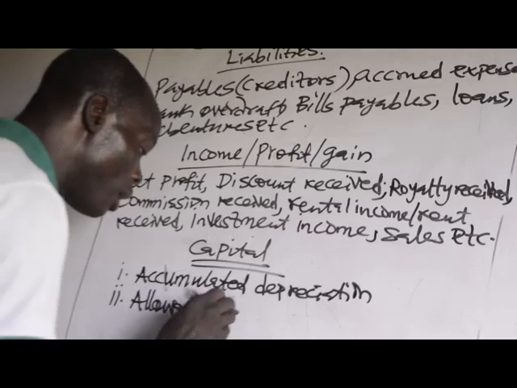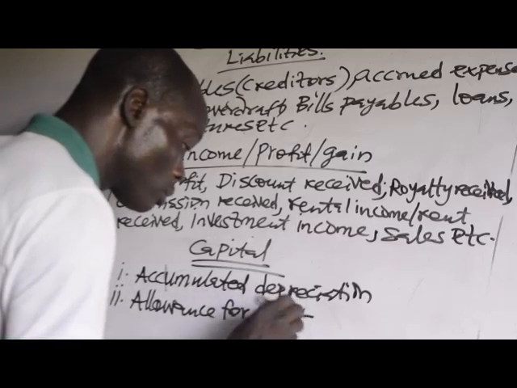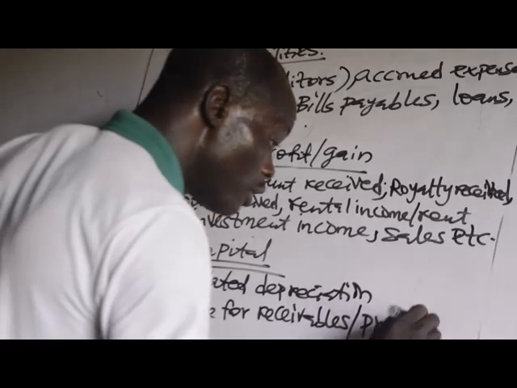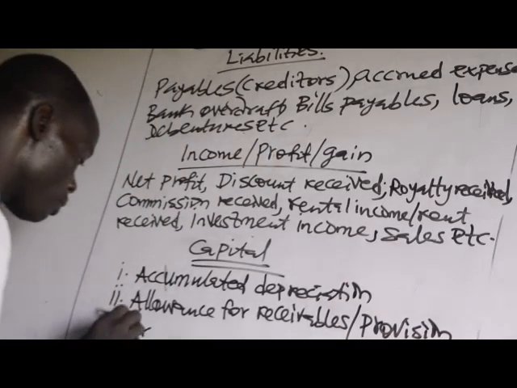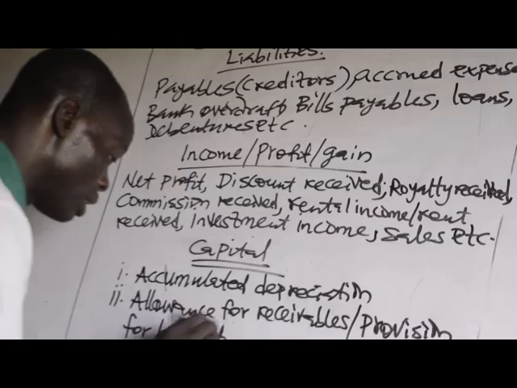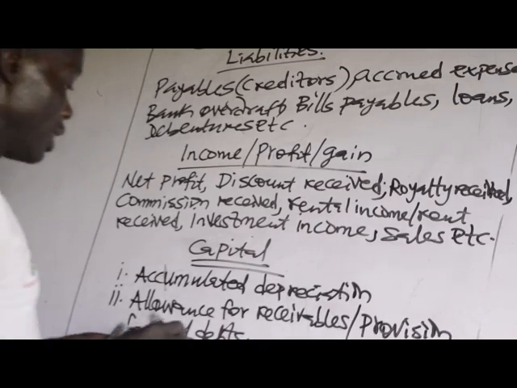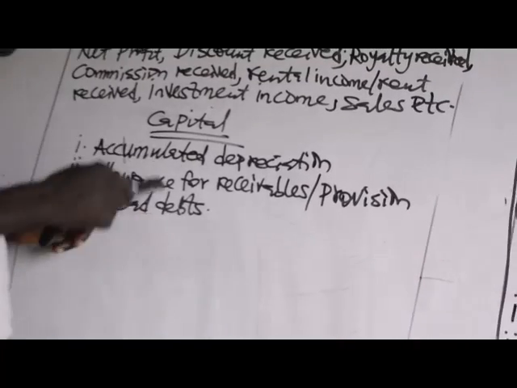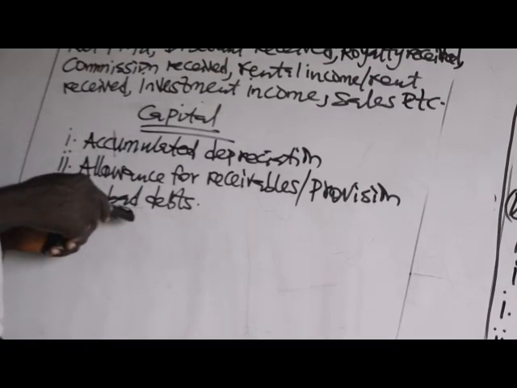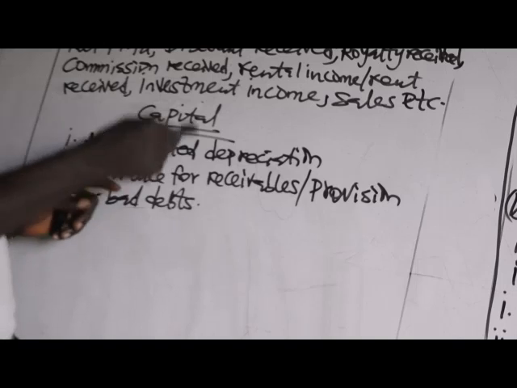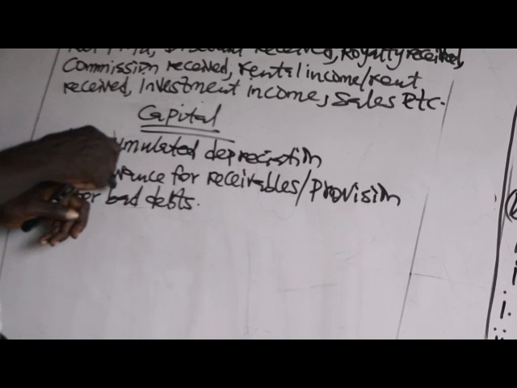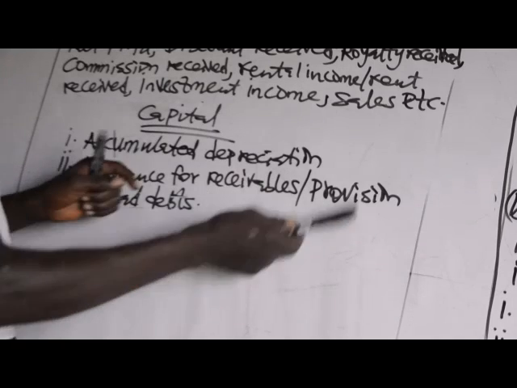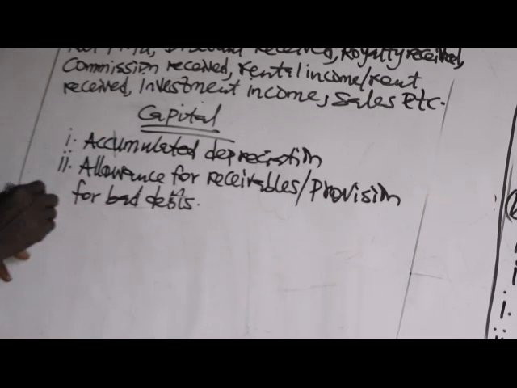Allowance for receivables or provision for bad debts. Provision for bad debts is an estimate made against the receivables. Receivables is an asset which is taking a debit entry in the trial balance. Therefore, an estimate made against the receivable which is taking a debit entry will now go to the credit side of the trial balance.